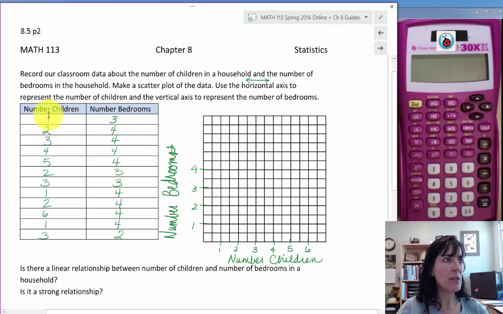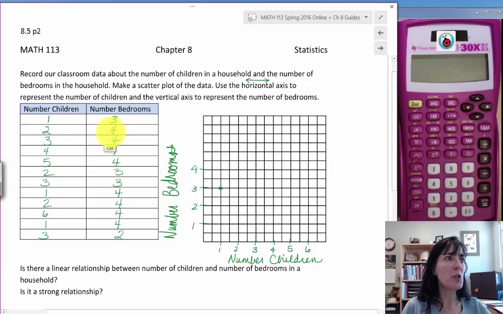You find one pair of data, so 1 child, 3 bedrooms, that goes together. The family with 1 child had a 3-bedroom house, so that's 1 pair of data. So I come over to my graph and I go to 1 child, and then up until my line is equal with the 3 bedrooms line, and that will put an intersection of that dot right there. So 1 child, 3 bedrooms. Okay, see how that works? Label it first and it's a lot easier to plot your data.